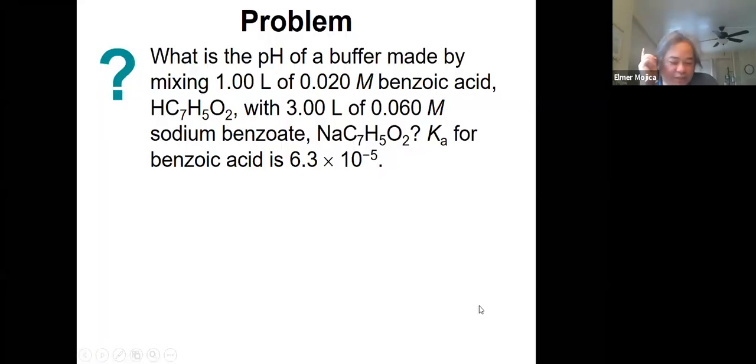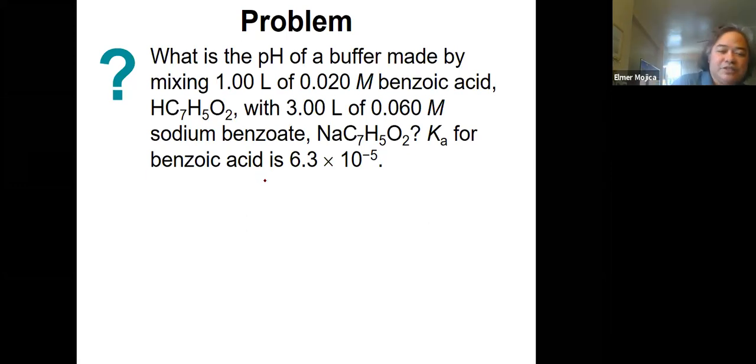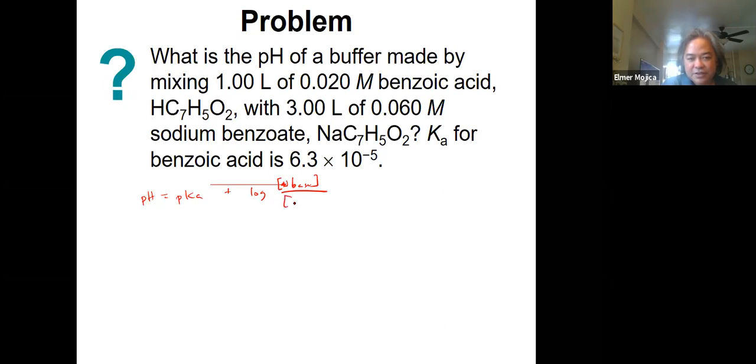So let's say instead of doing that long calculation, we use the Henderson-Hasselbalch equation. So how are we going to solve this? We have pH equals pKa plus log of, if I'm not mistaken, base over acid, because you have there an A minus and an HA.